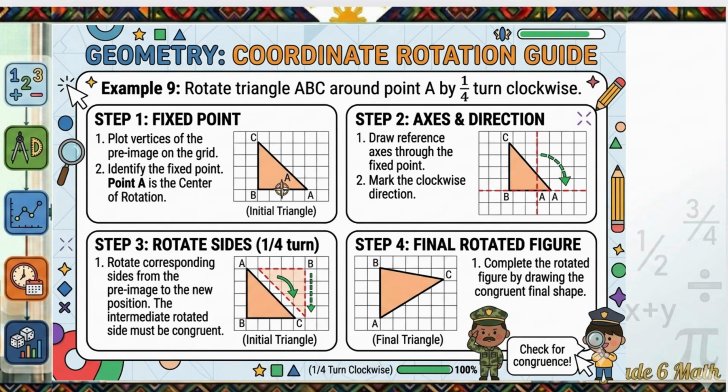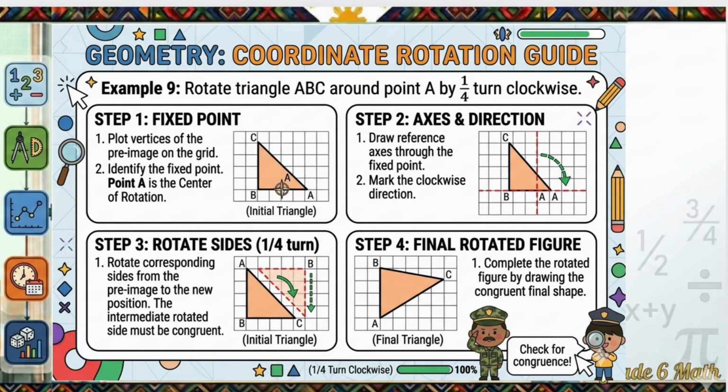Step 1. The fixed point, the thumbtack. Before we spin anything, we need to know where our thumbtack is. In this problem, point A is our fixed point, or the center of rotation. Point A will stay exactly where it is while the rest of the triangle moves around it.